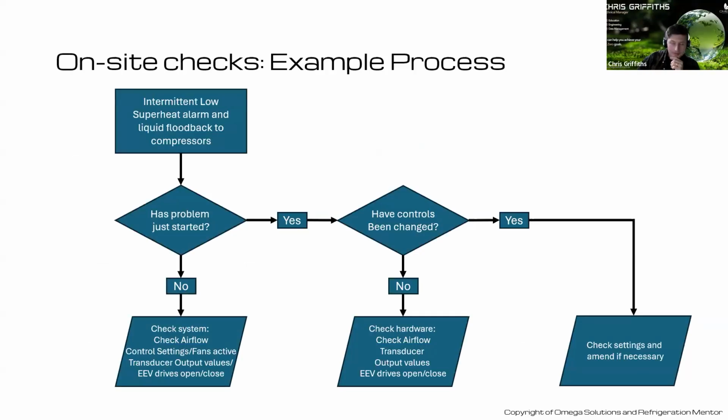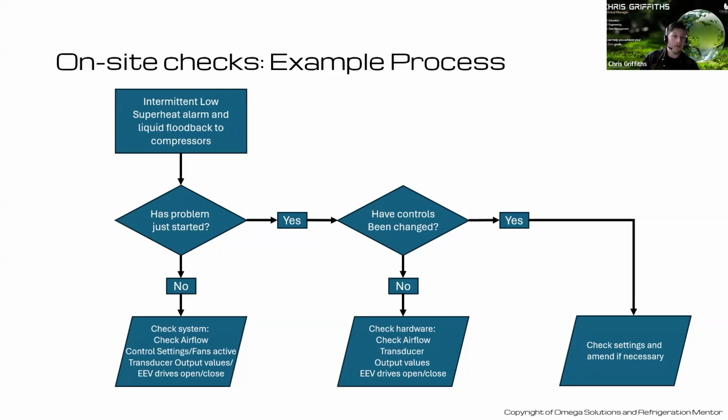So what we've got next is a very, very simplified on-site check process you can go through. We've got an example scenario here of an intermittent low superheat alarm, and occasionally finding liquid flood back to compressors. Say one of the four compressors on site has been flooded, it's got valve damage, it's been sent away to the manufacturer, a new one fitted, and you're starting to get the same issues again.